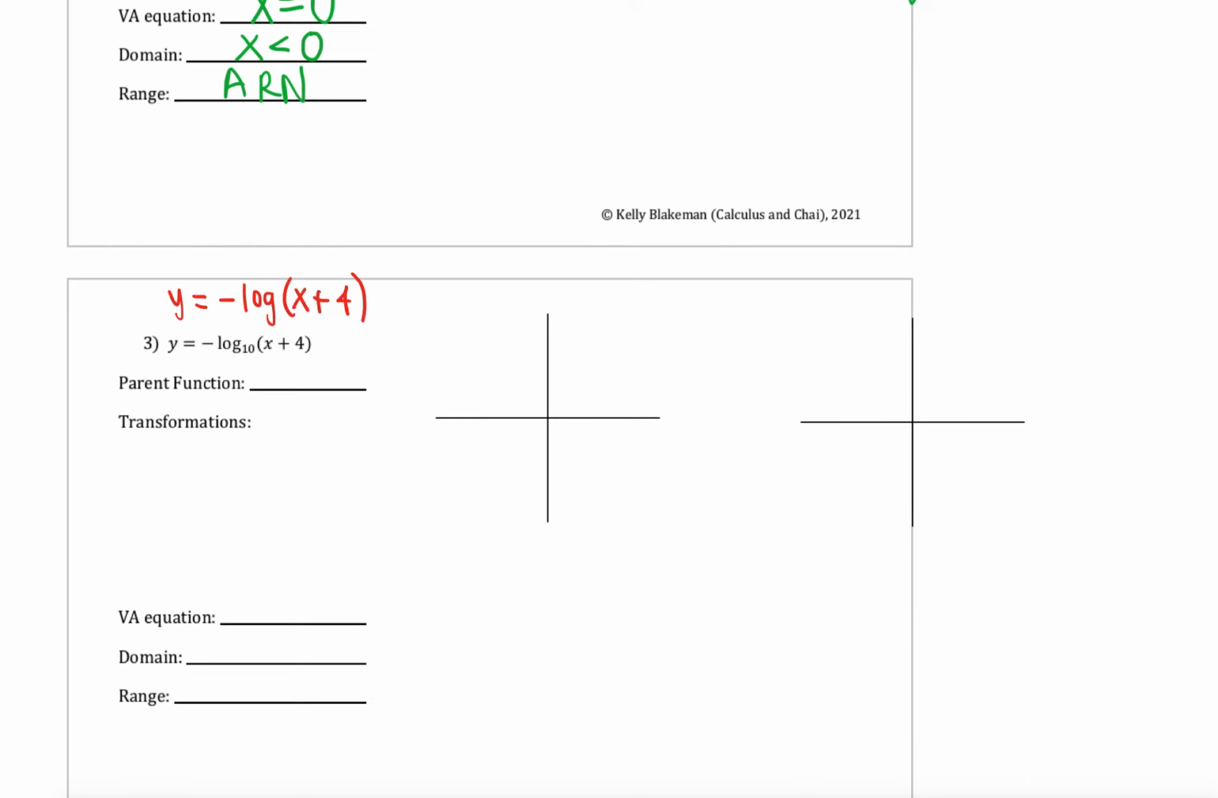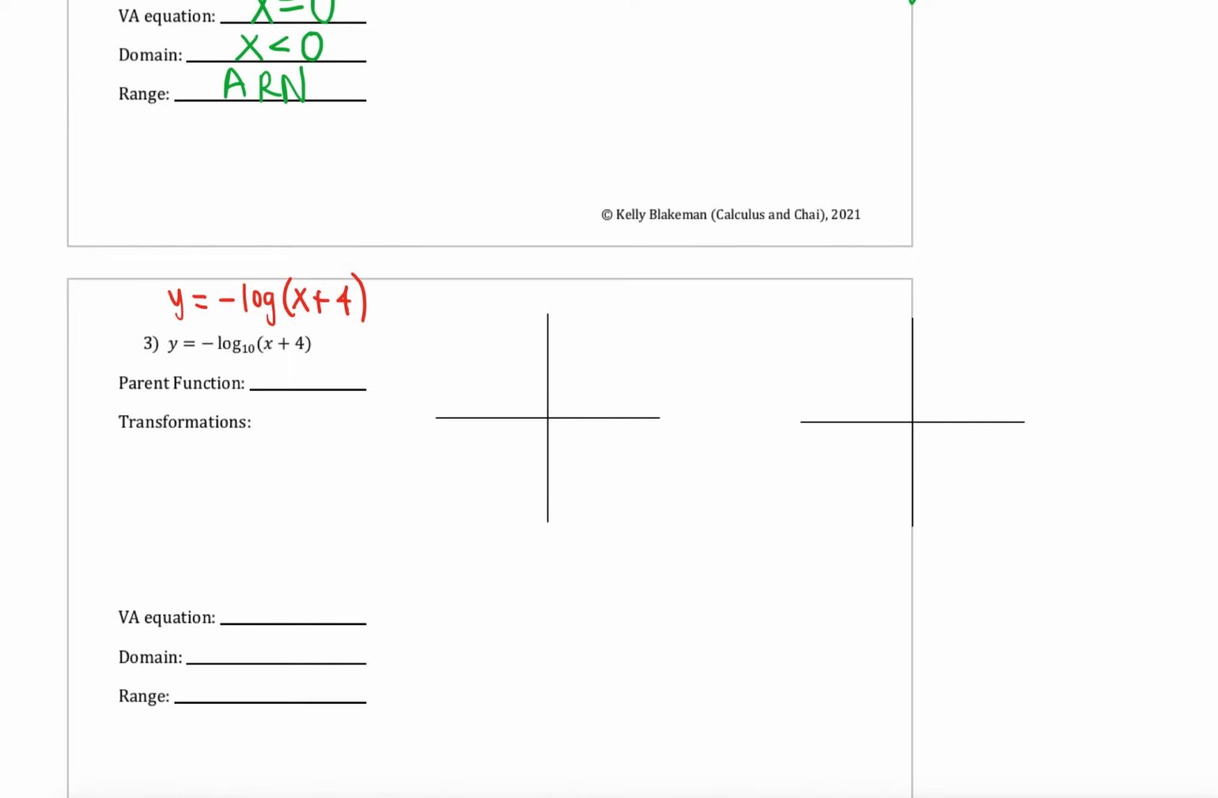But I'm putting the base 10 there just to remind you guys that if no base is written, we do assume that it's base 10. But this equivalent problem of just negative log of x plus 4 would be equal to the problem in example 3 as well. Using this information, why don't you guys find the parent function and all of the transformations, and then we'll check that part together.